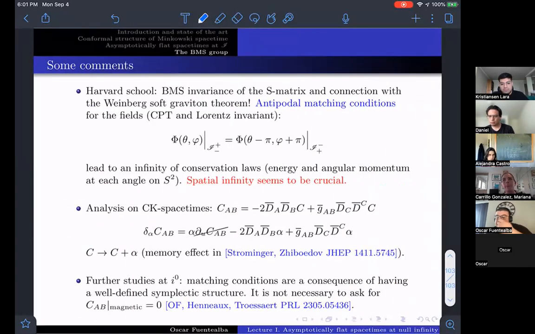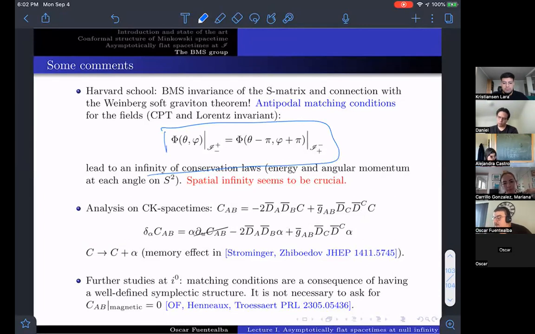However, further studies by Henneaux and Troessaert show that these matching conditions, the ones that I wrote here, are really a consequence of having a well-defined symplectic structure, which I will explain in the next lectures. What do I mean with a well-defined symplectic structure? It is really a finite action principle and finite symplectic structure, finite and canonical generators.